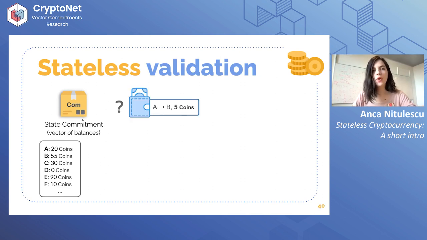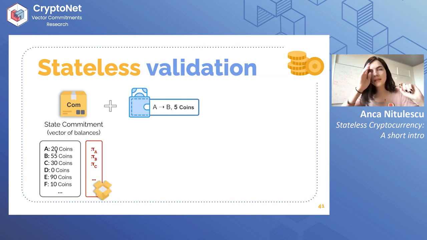So how does it work? When a user in the system, A for example, wants to transfer 5 coins, it needs to convince the validator, who will not look at the state anymore, that it has enough coins to transfer that. So it needs to convince the validator that it has 20 coins. And this is exactly what vector commitments allow us to do. We will just prove with a short proof PI that in position A, we have 20 coins. So this transaction should be valid. And each user, instead of storing all the state, will store the proof of their own balance with respect to the commitment to the state.